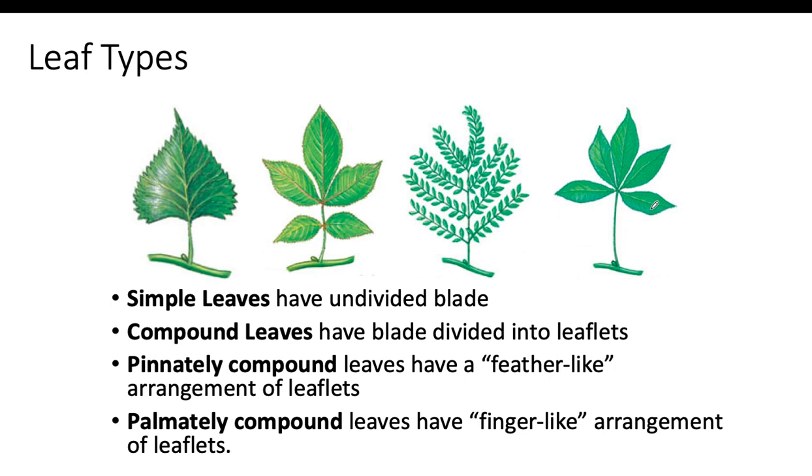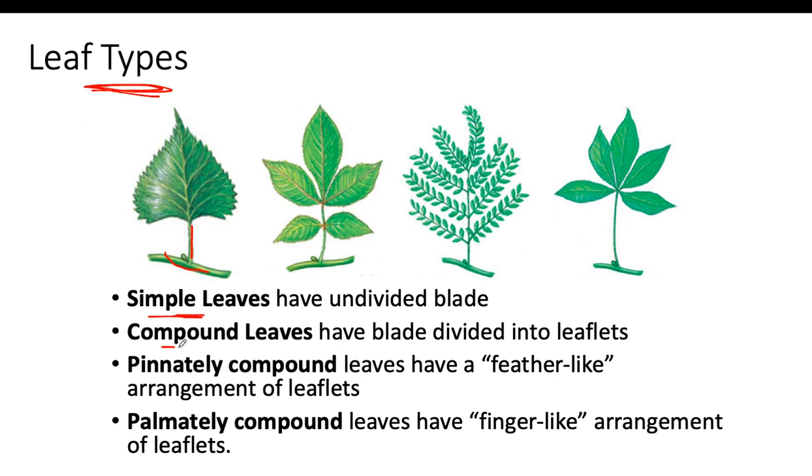On this slide, we have leaf types. A simple leaf means here's your stem or your branch, and one leaf comes off of it. So just stem, one leaf.